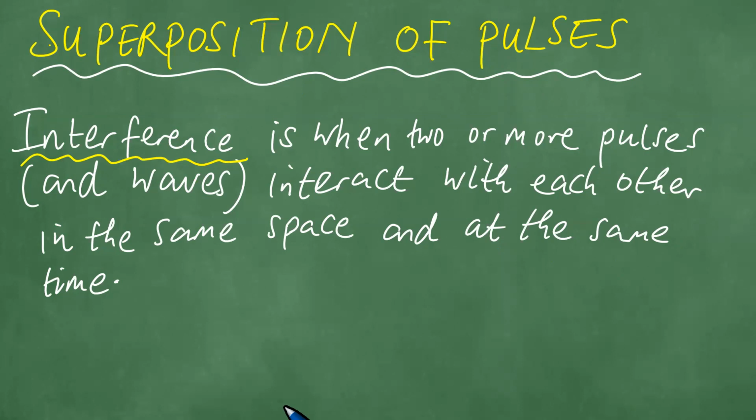Okay, we're continuing. What is interference? Interference is when two or more pulses and waves interact with each other in the same space and at the same time. So we say there's interference because we have two or more pulses there.